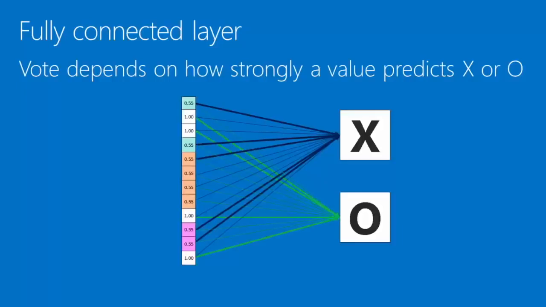Similarly, when we feed in a picture of an O to our convolutional neural network, there are certain values here at the end that tend to be very high and tend to predict strongly when we're going to have an O at the end. So they get a lot of weight, a strong vote for the O category.